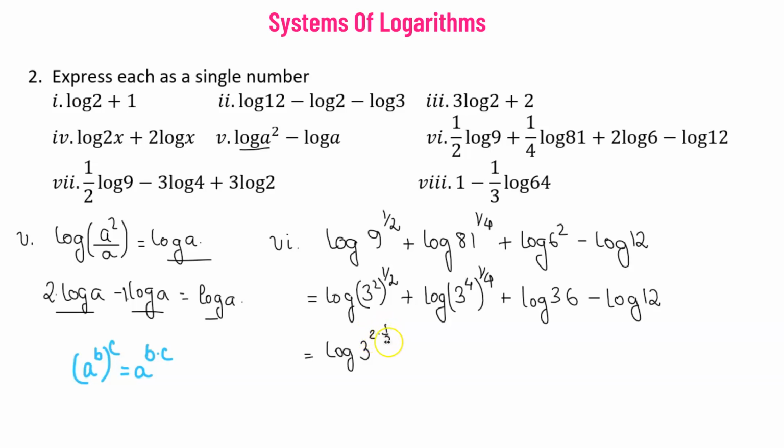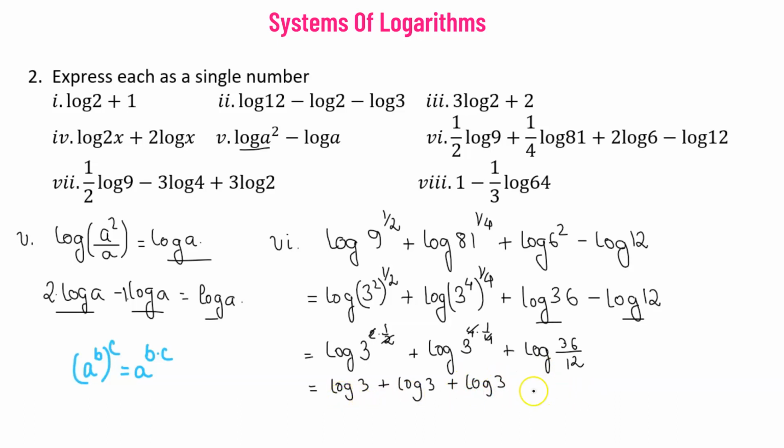2 times 1/2 plus log 3 raised to the power of 4 times 1/4 plus, so here we can combine the third term and the fourth term. So we can have log of 36 divided by 12. Right. So this will give us, so here the 2 and 2 get cancelled, here 4 and 4 get cancelled, so that's 1. So we have log of 3 plus log of 3 plus 36 divided by 12, so that's 3. So we have log of 3. So we can see these 3 terms are exactly the same term. So this is equal to 3 times log of 3.